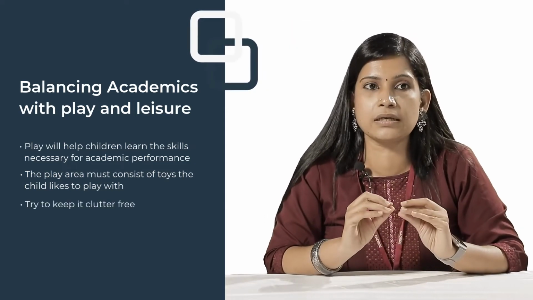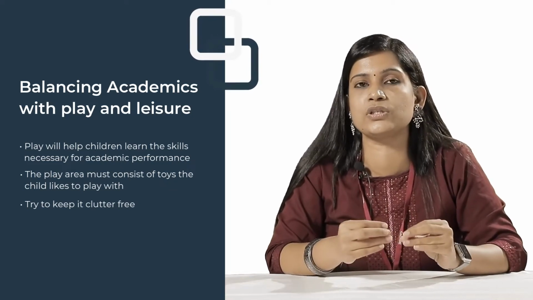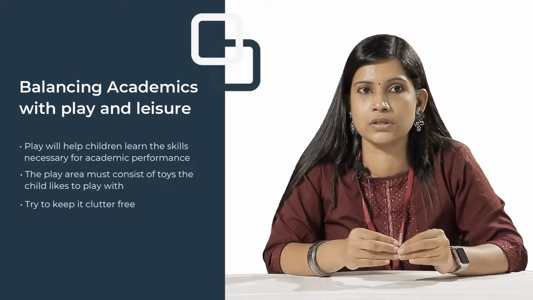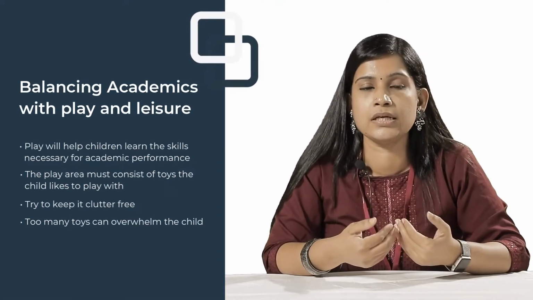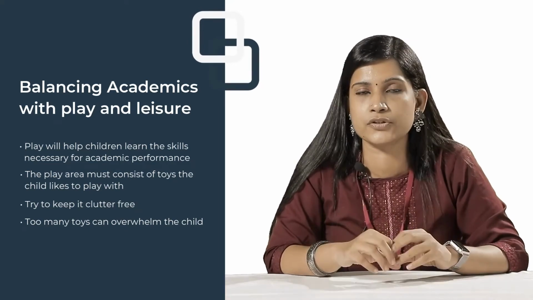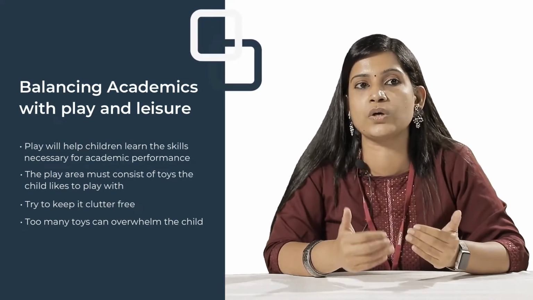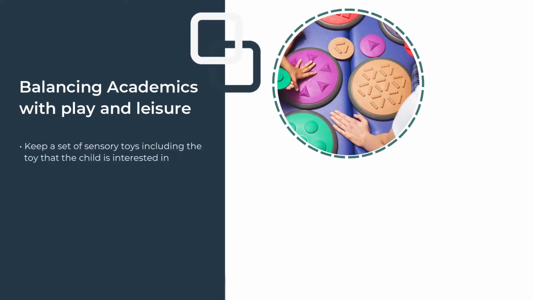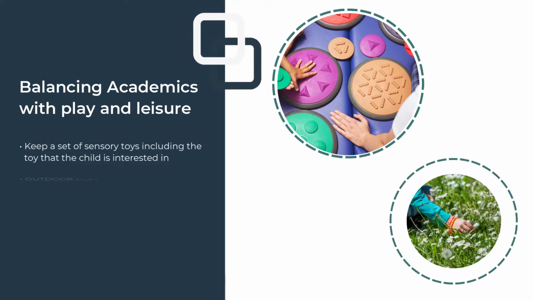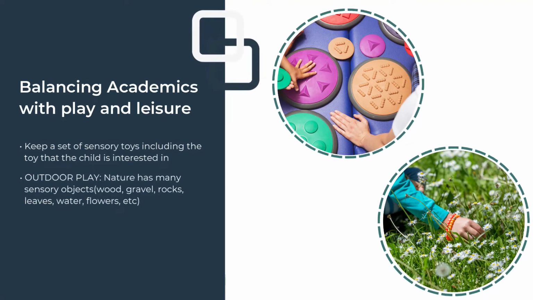The play area must consist of a few sets of toys which the child likes to play with the most. Too many toys could make them more overwhelmed and irritated. And also a new set of toys can be introduced after a particular period, that is, once the child gets bored of using the old ones. A set of sensory toys can also be included in the play area to fulfill their sensory needs and to make them more self-reliant. And outdoor play also helps them, as nature has many sensory objects like water, flowers, leaves, etc.